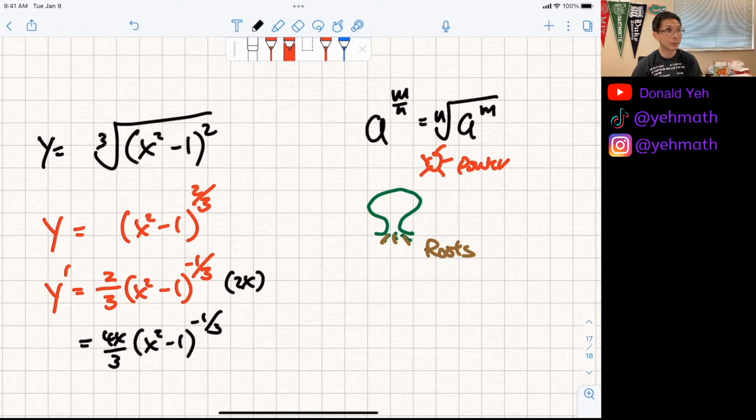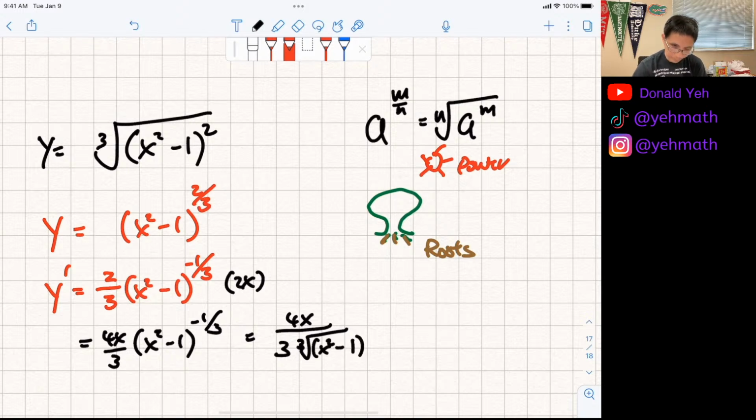Questions? And if you really want, you can change this 4x over 3 times the third root of x squared minus 1. So if you want to simplify back to radical, you can. Question about this part?